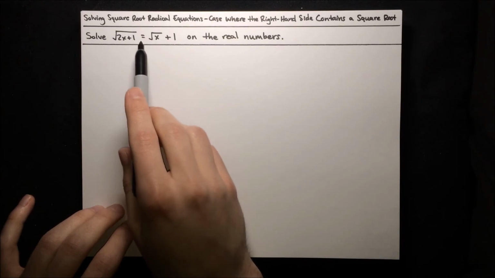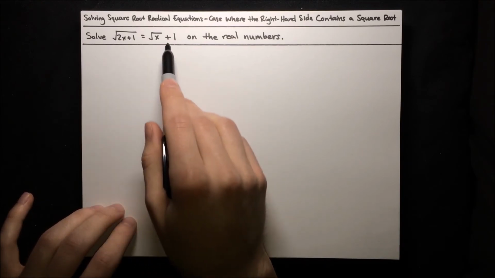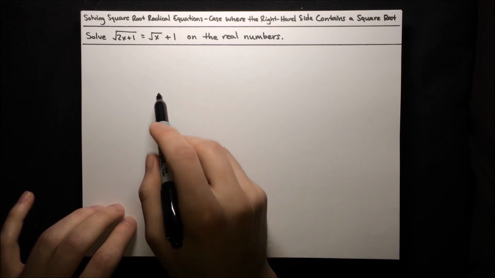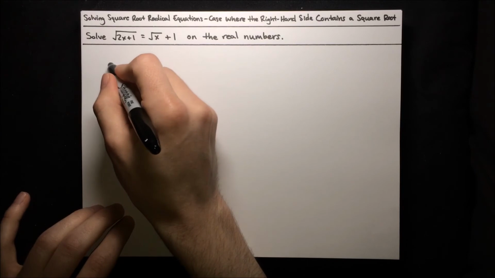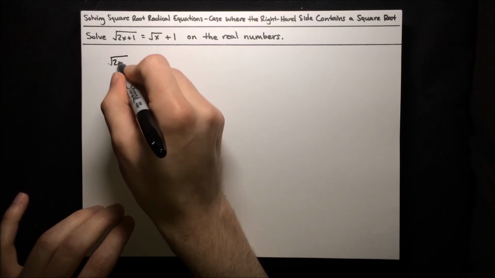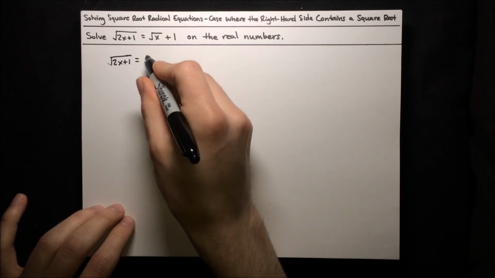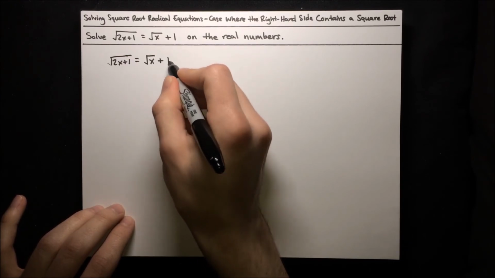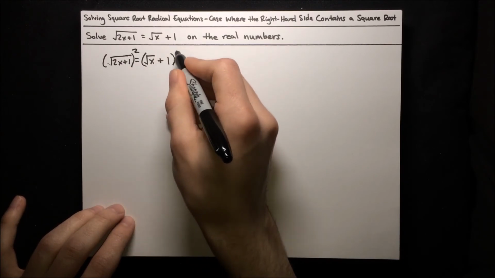So this equation, we're going to have to solve it in 2 steps. We're going to have to square both sides once, then isolate the root, and then square both sides again. But nevertheless, let's just go ahead and proceed. So we'll write that equation down again. That's root of 2x plus 1 is equal to square root x plus 1. And we'll just go ahead and square both sides and see what we get.